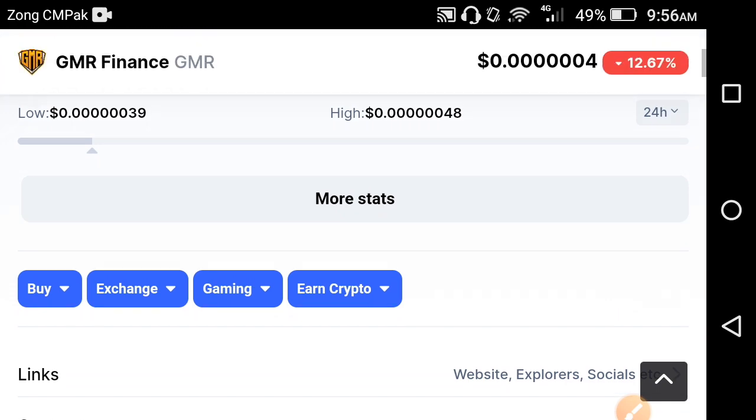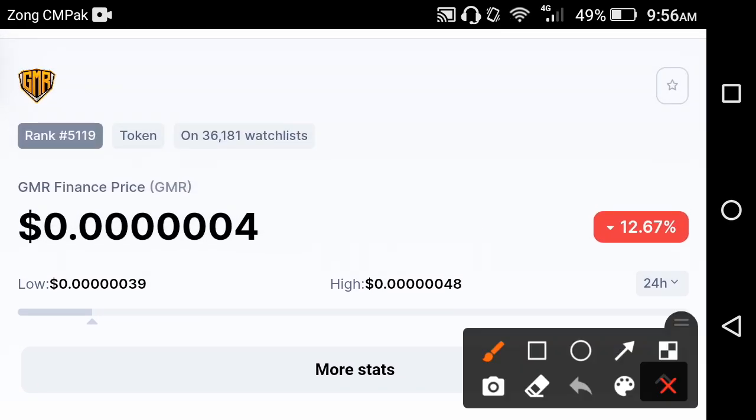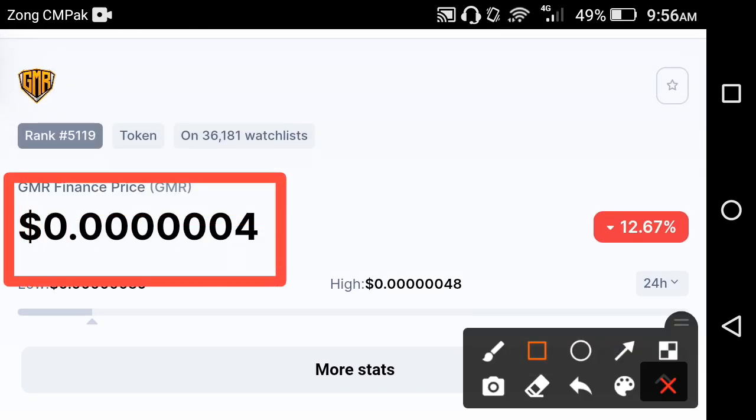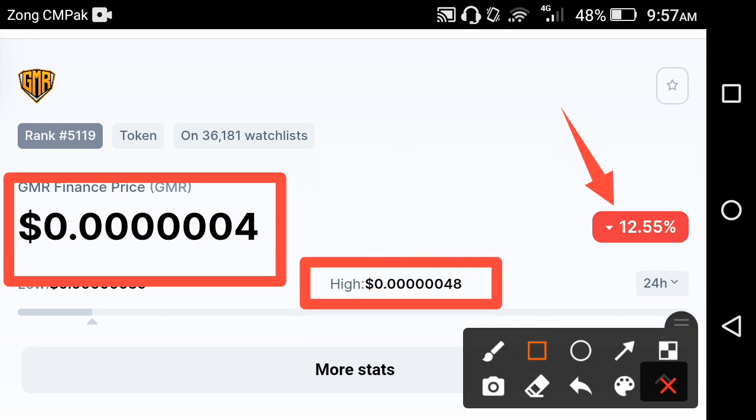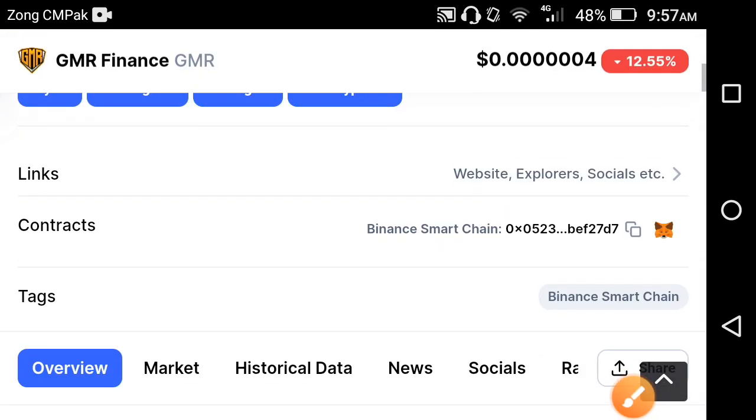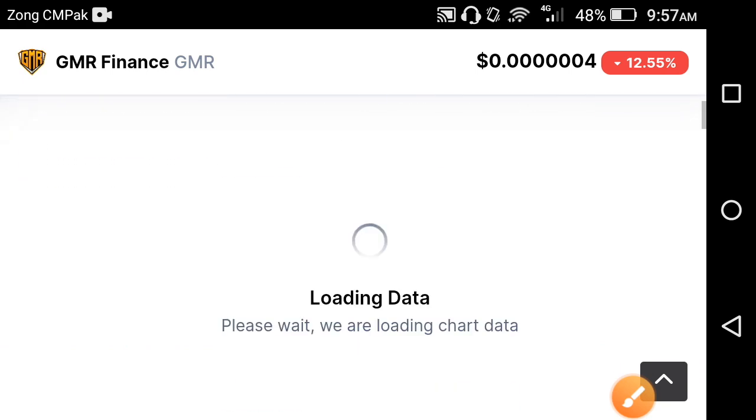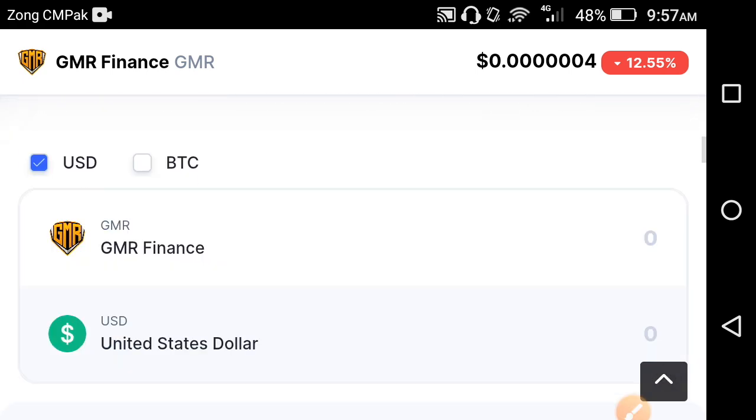So friends, the current price of the GMR in the market is 0.000004 USD. On the other side, if you look at the price change in the GMR, the price change is negative 12.55%. The price of the GMR is going down friends in the 24 hours. As you can see here, if you look at the highest price, the price change in the GMR is very bad. Let's see the price chart of the GMR and price statistics for what's going on in the GMR Finance.